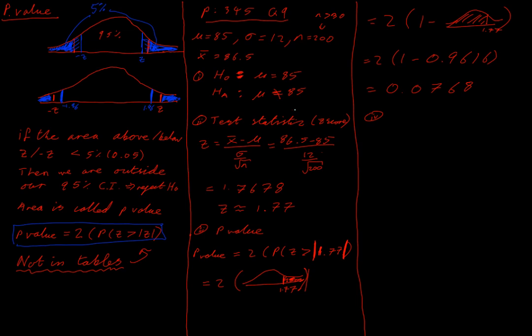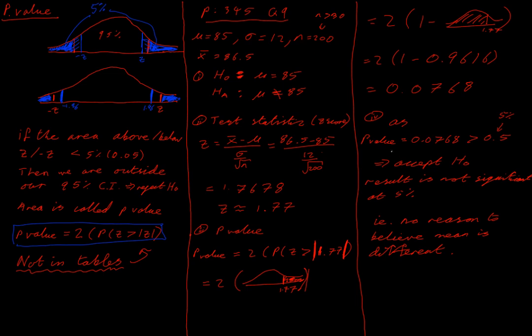So I'm going to write down the English of this and come back to you. So as our p-value is 0.0768, which is greater than our 5%, 0.05, that means that we are in this situation here, like what I drew at the beginning. Our area is larger than 5% of our distribution. Therefore, we're inside the 95% confidence interval. Therefore, we accept the null hypothesis. We're inside our 95% confidence interval because we're taking up more than 5% of our distribution with our p-value.